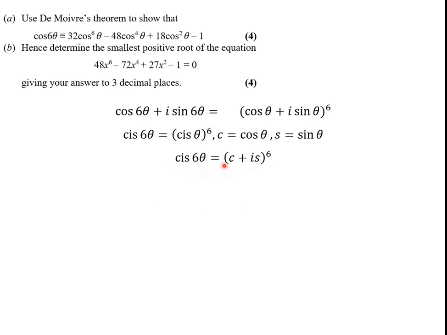So here's my de Moivre's theorem really. I've replaced the cos theta with C, sine theta with S, and I've got cis 6 theta over here. And to work it out, I'll just use binomial expansion. So C plus iS all to the power of 6. So the first term is just C to the power of 6. And then we've got 6C1, which is 6, and we'll have C to the power of 5 times iS.